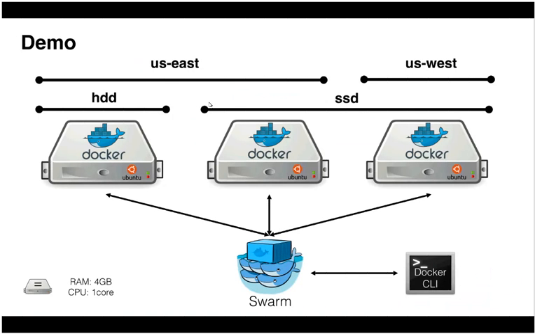So if we go back, it pretty much looks like this. You have 3 agents, and the first one has a disk and is on US East. The second one has an SSD and is on the US East, and the third one has an SSD and is on the US West. I want to do an example with chaining constraints. That's why I made this particular setup, so you'll see why.